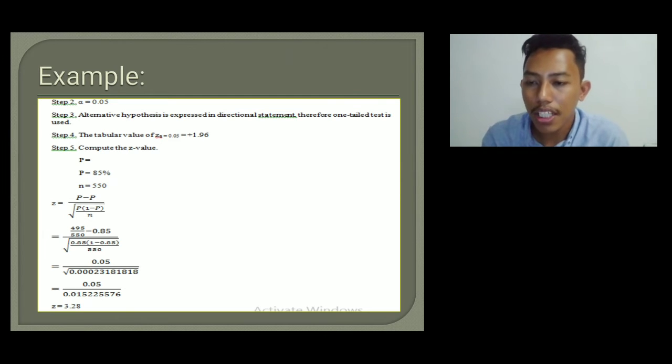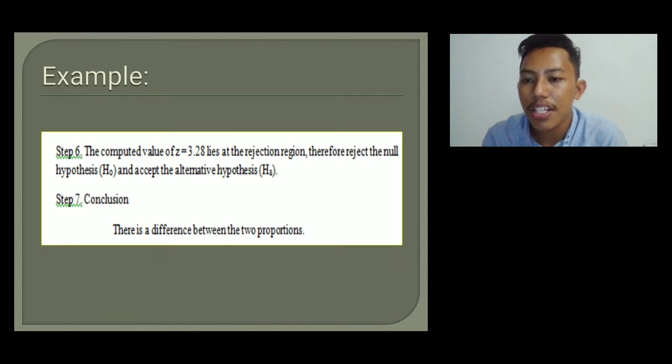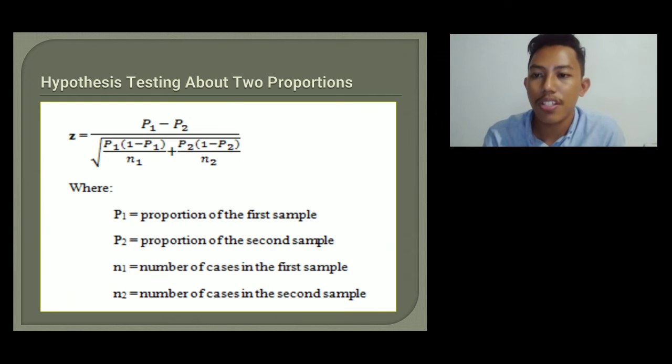So the computed value of z, 3.28, lies at the rejection region. Therefore, reject the null hypothesis and accept the alternative hypothesis. So our conclusion is there is a difference between the two proportions.